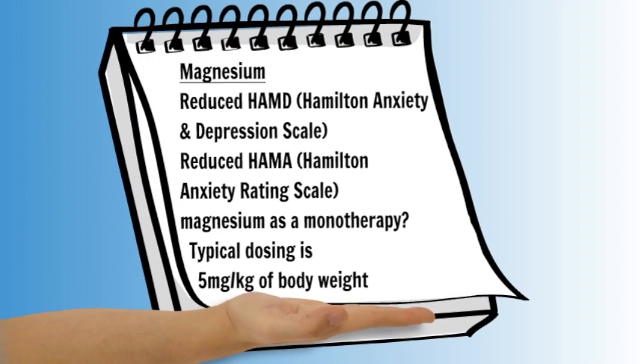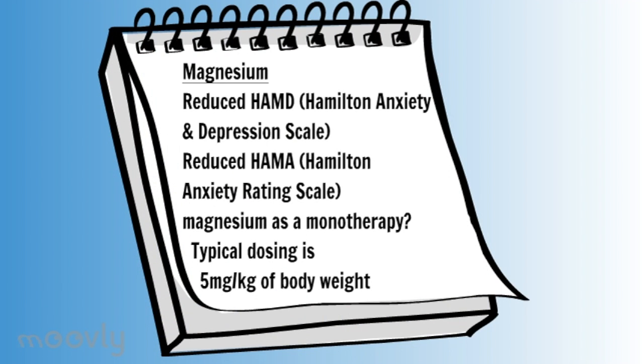Magnesium in clinical trial reduced HAMD and HAMA scales in patients experiencing anxiety. However, most clinical trials used combination supplements with zinc, calcium, B6, and an herb related to the opium poppy. Thus, more research with magnesium as a monotherapy is required. Typical dosing is 5 milligrams per kilogram of body weight.